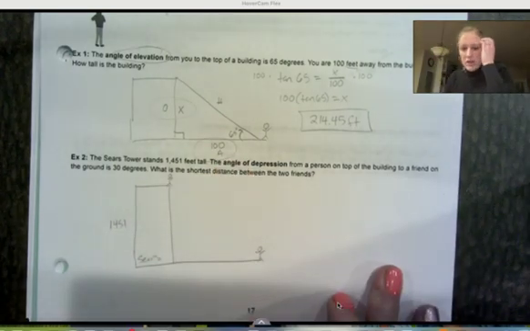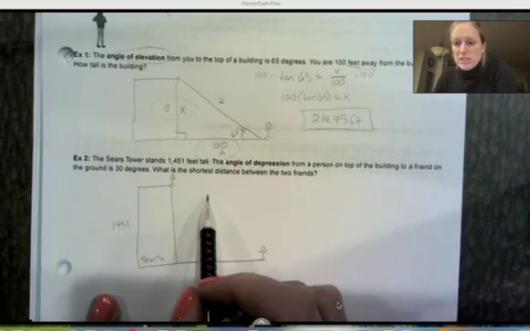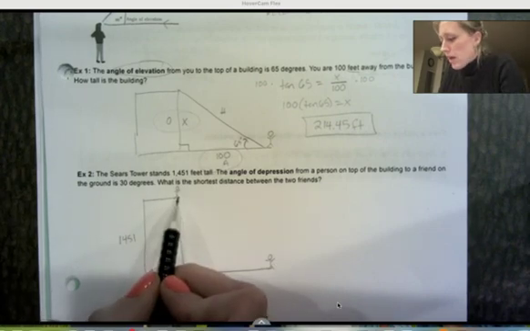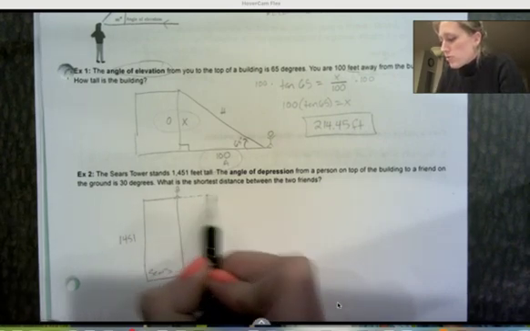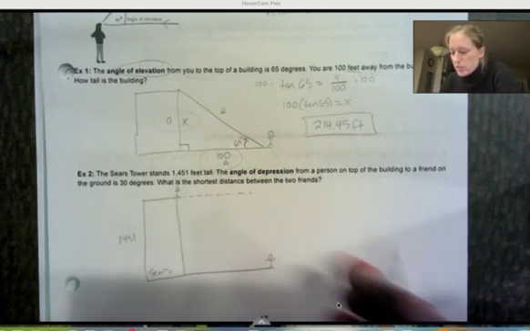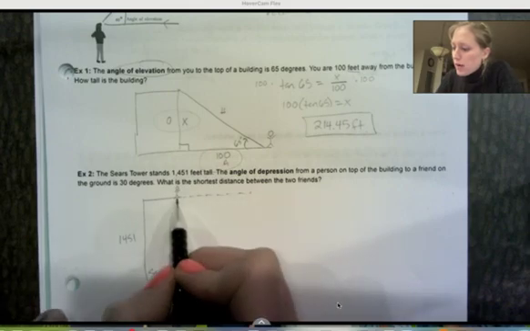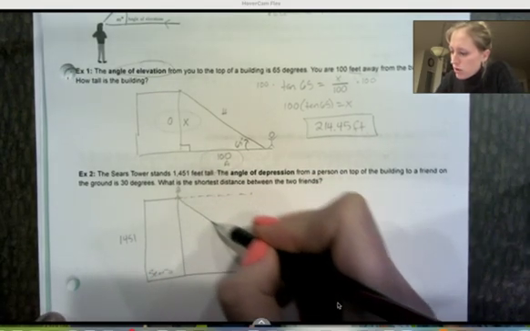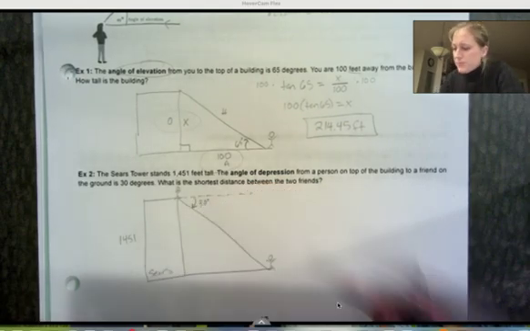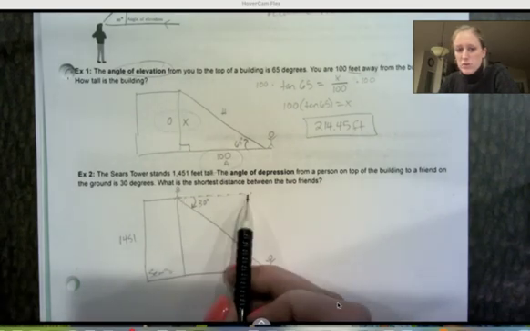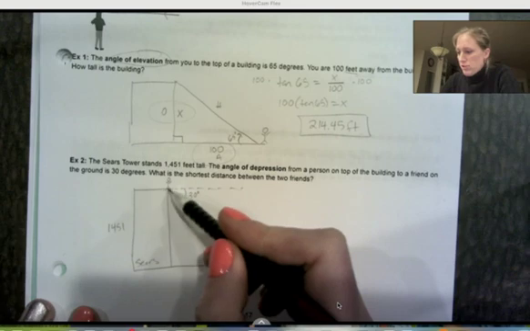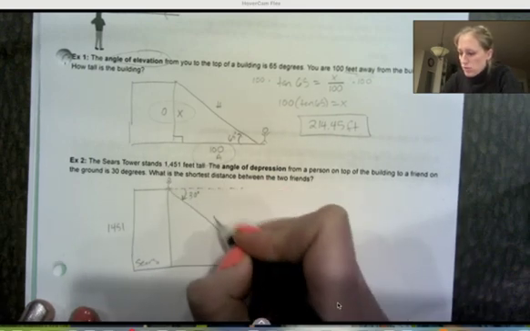Okay, so the angle of depression from the person on top to the friend on the ground is 30 degrees. So the person's looking down at their friend. But remember, we always start from the horizontal. So I'm going to start at the top of the building because that's the height that I have. I'm not adding the height of the person. So that angle from the top of the building to their friend, that angle down is 30 degrees. So that's the angle of depression from the horizontal looking down. Now, we want to know what is the shortest distance between the two friends. So straight line distance is the shortest distance.